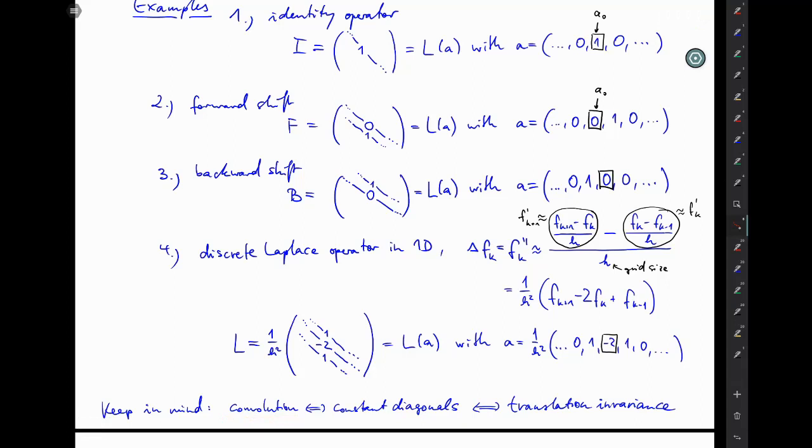By the way, talking about this, we could of course express the discrete Laplacian in terms of the 3 operators that we saw before. Maybe this would be nice to do. Okay, excellent.